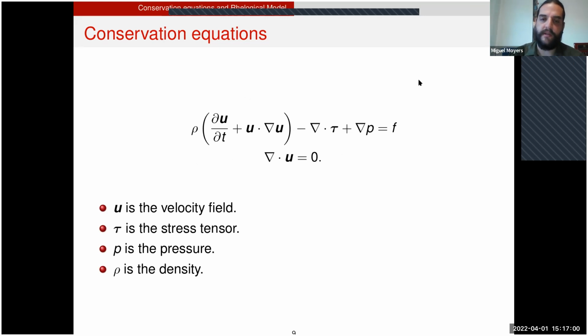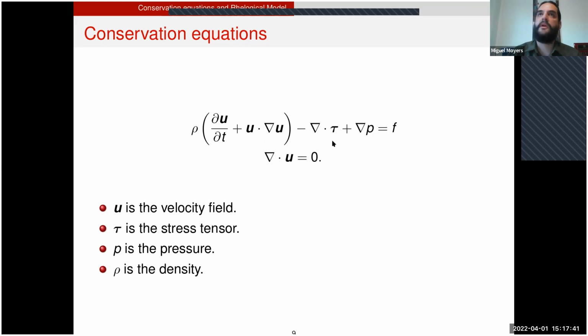The equations that we're going to consider for the conservation laws are conservation of momentum and conservation of mass. Conservation of momentum is just Newton's second law: force equals mass times acceleration. So the force is here and the acceleration here. And this one is just, we assume that the fluid is incompressible, so no change in volume. So we have a solenoidal velocity field. As you can see in this equation, we have the velocity field, we have pressure, we have the external body forces, and we have the stress.